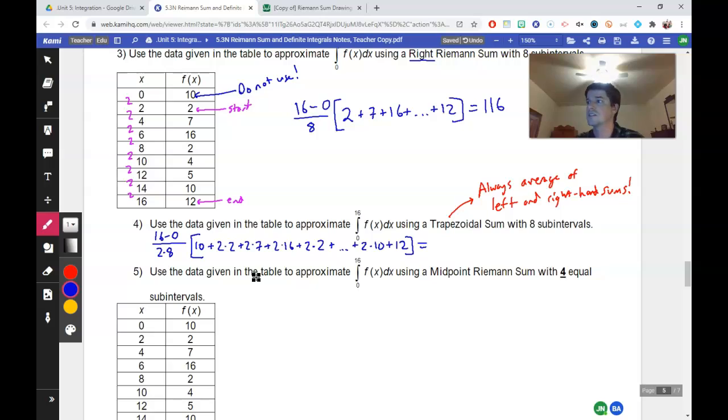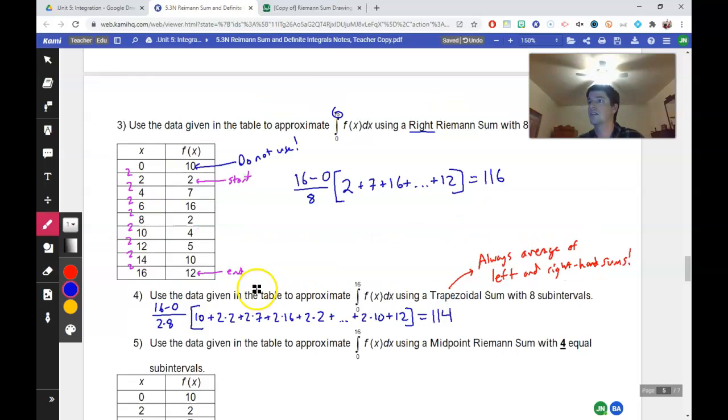So we could average 116 and 112. Halfway between those is 114. And you can go type that in and check that out. But it's always the average of the left and right hand sums.